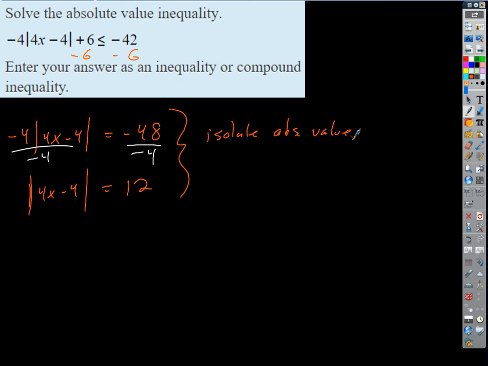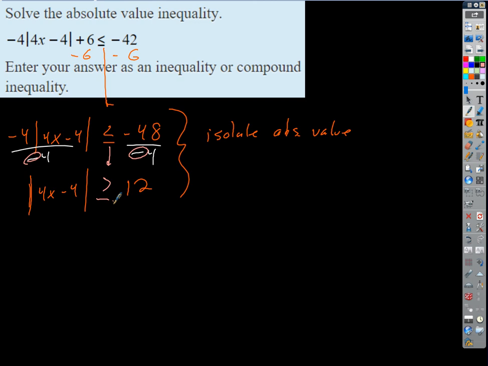Now, here's the part, but I put an equation there, I was wrong, wasn't it? It's not supposed to be an equation. It was a less than or equal to, right? But then when I divide by a negative, yeah, that's going to flip it around, isn't it? So I'm going to end up getting a greater than or equal to.